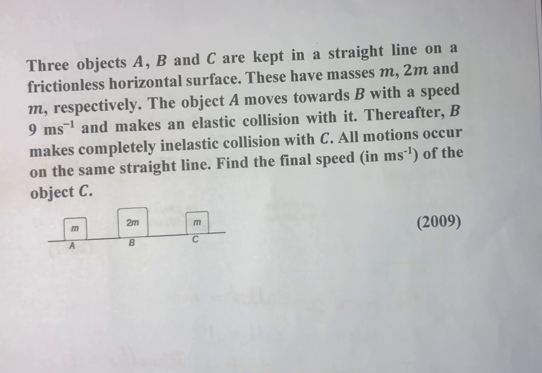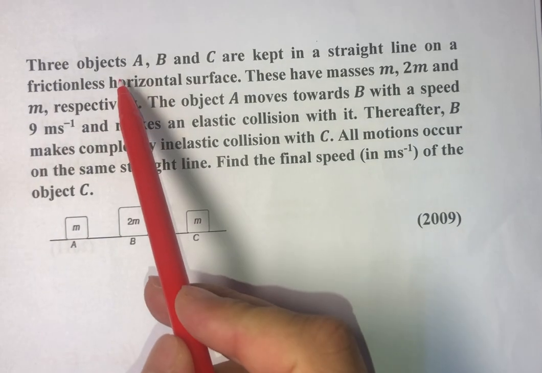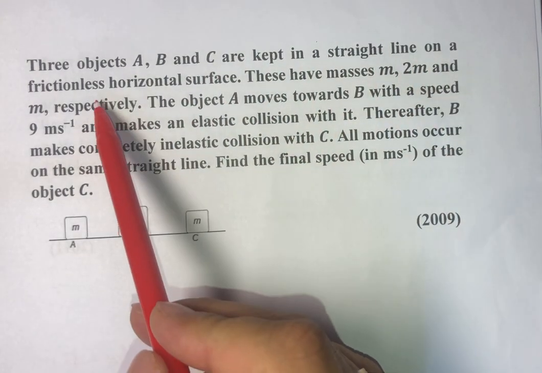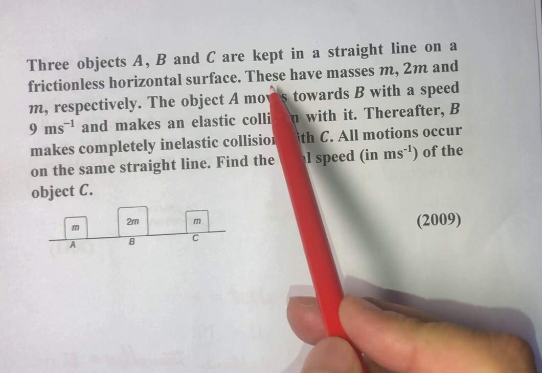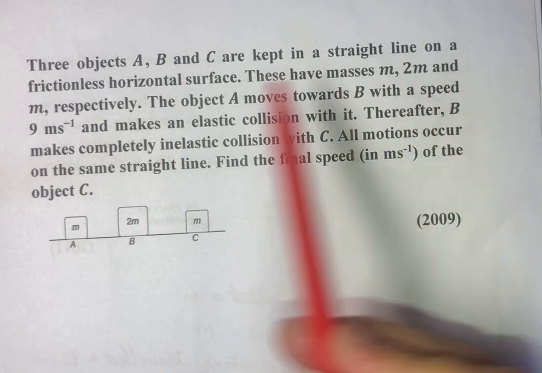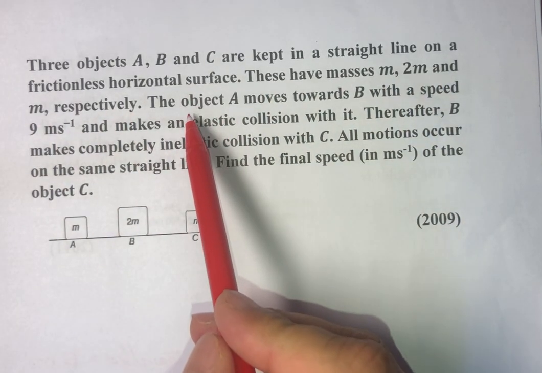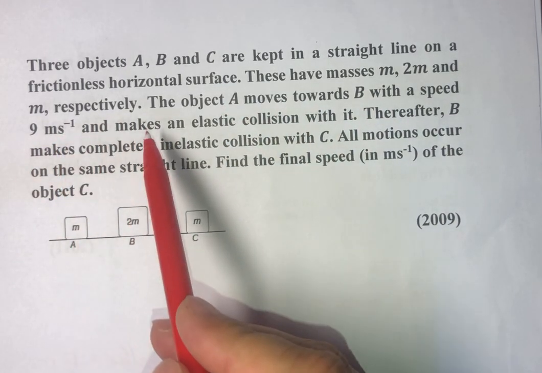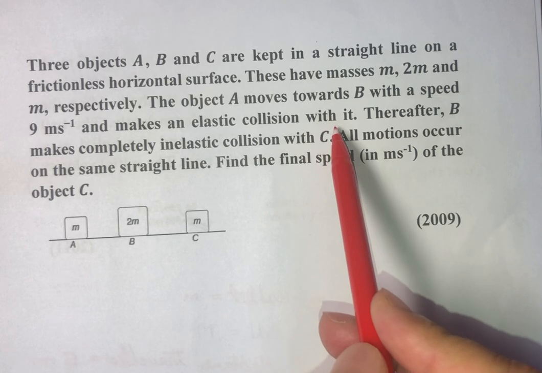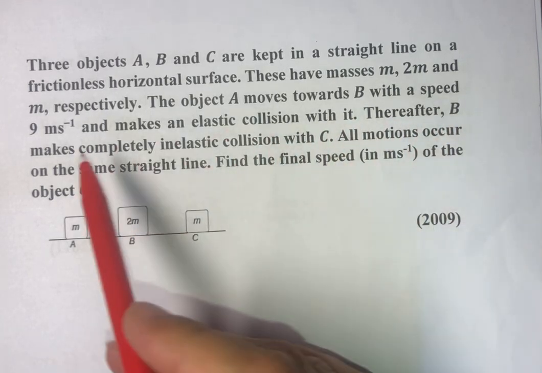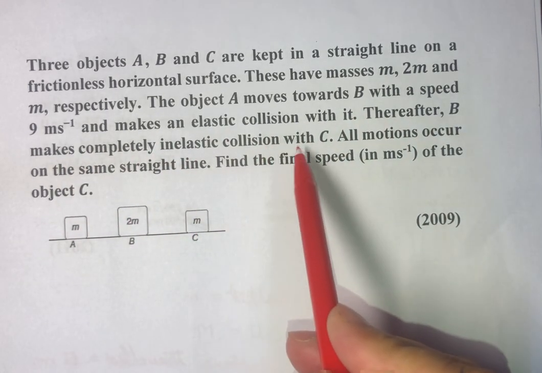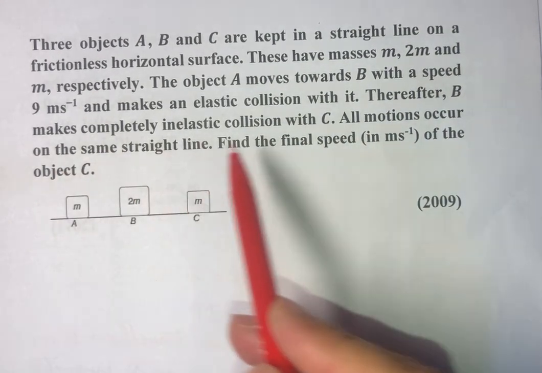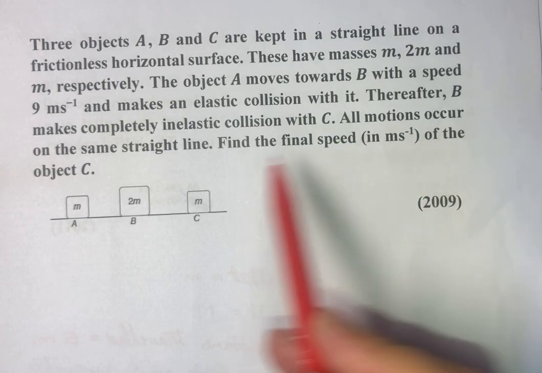Hello friends, in today's question, three objects A, B and C are kept in a straight line on a frictionless horizontal surface. These have masses m, 2m and m respectively. The object A moves towards B with a speed of 9 meters per second and makes an elastic collision with it. Thereafter, B makes a completely inelastic collision with C. All motion occurs on the same straight line. Find the final speed of the object C.